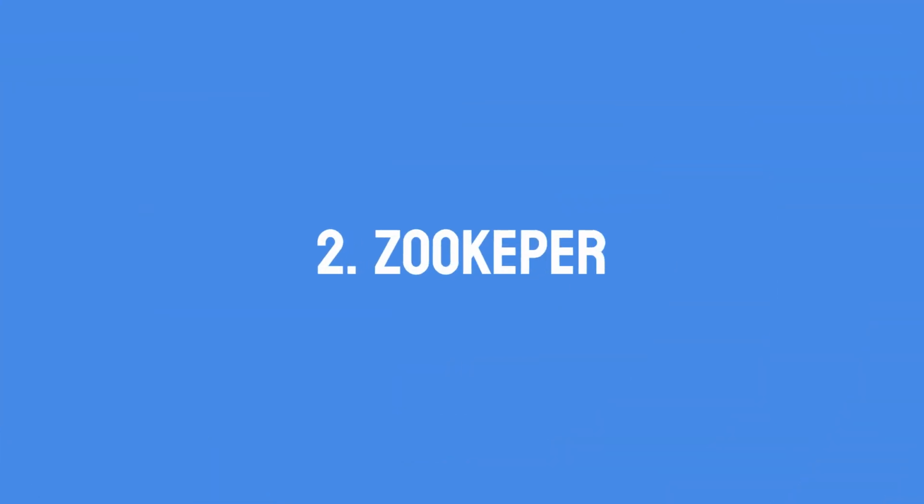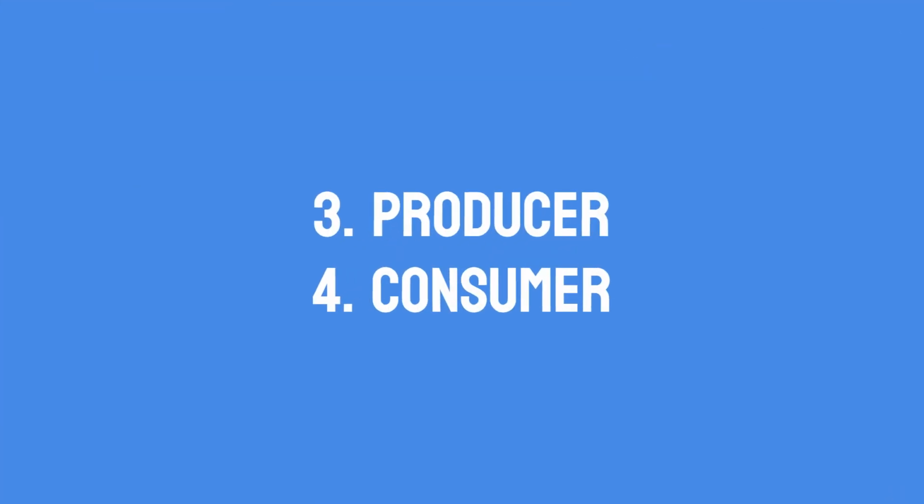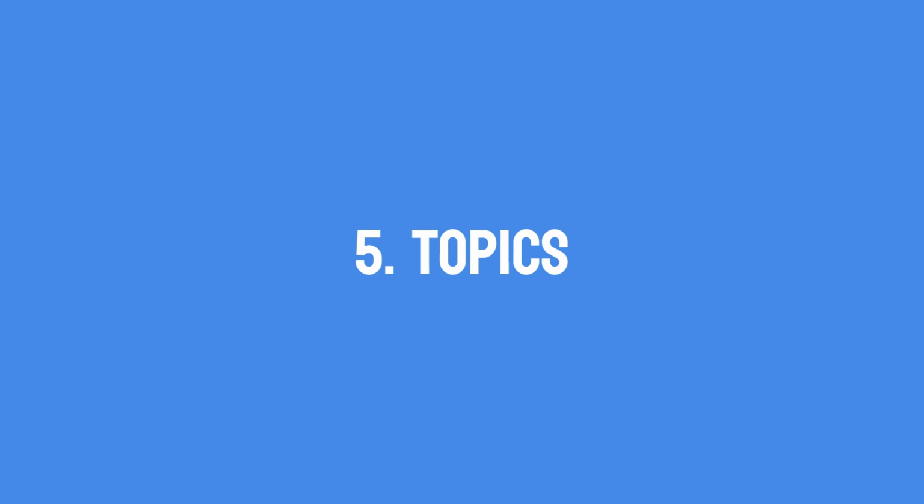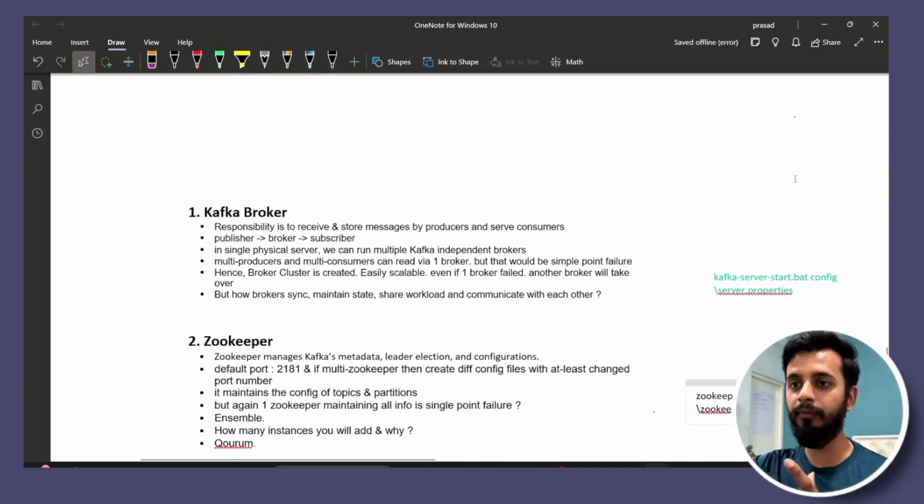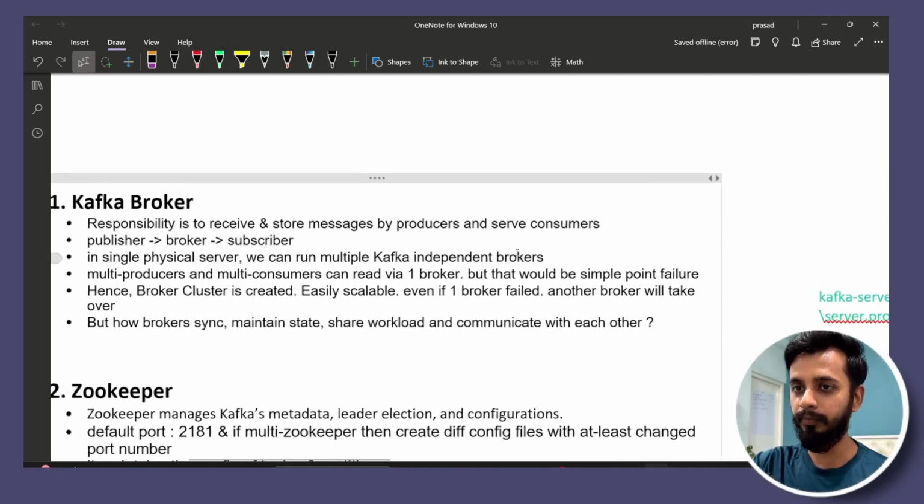So first component is Kafka broker. Second component is Zookeeper. Third is producer. Fourth is consumer. Fifth is topics. And sixth is messages. So these are 6 basic blocks of Kafka and we need to understand them very thoroughly. So let's dive straight into that and see what the Kafka broker is.